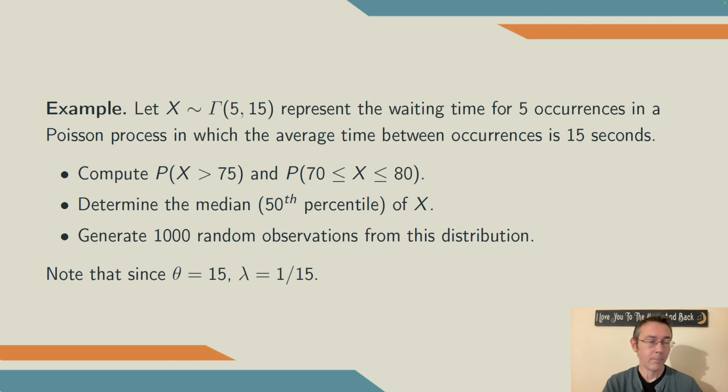All right, let's do an example. Suppose that we have a random variable x with a gamma distribution with parameters alpha equals 5 and theta equals 15. So it's representing, for instance, the waiting time for 5 occurrences in a Poisson process in which the average time between occurrences is 15 seconds. So here I'm giving you theta. Notice right off the bat that means lambda is 1 over 15. I'd like to do a couple of probability calculations here. I'd like to compute the 50th percentile, the median of this random variable, and then I'd like to generate 1,000 random observations from this distribution. As usual, I recommend pausing the video, trying this on your own before seeing how I do it.